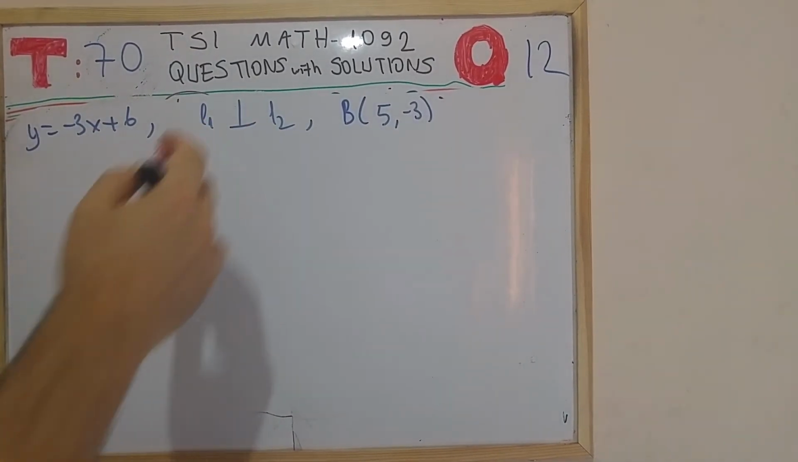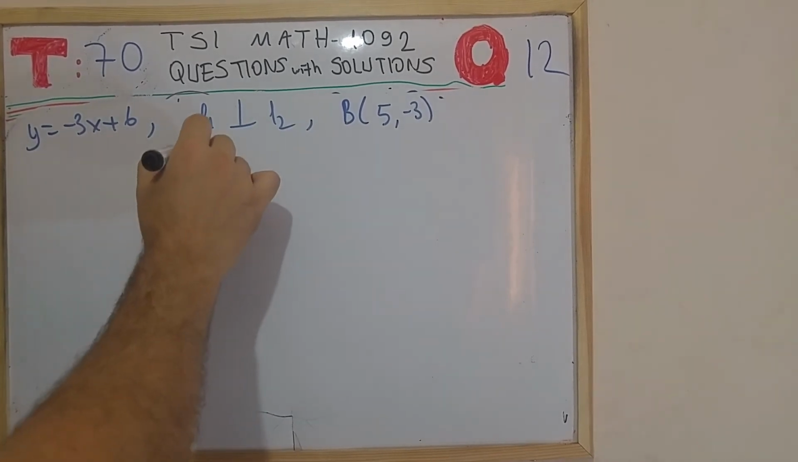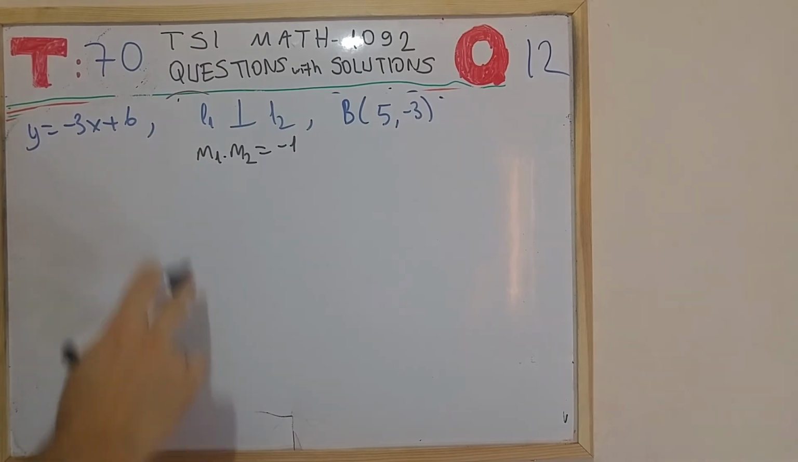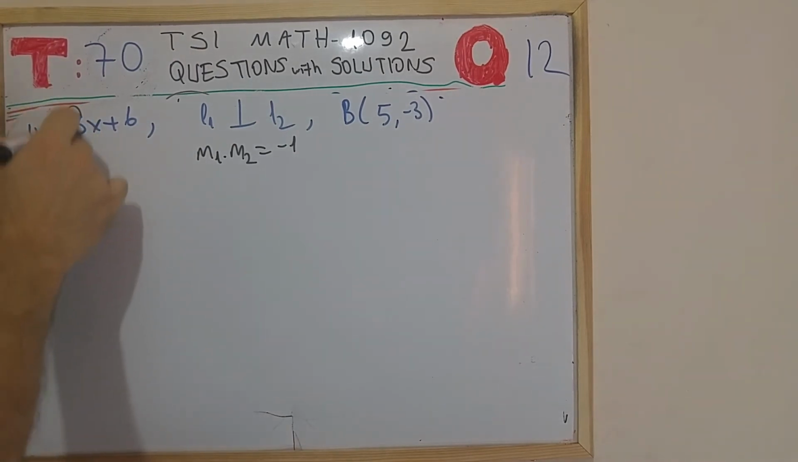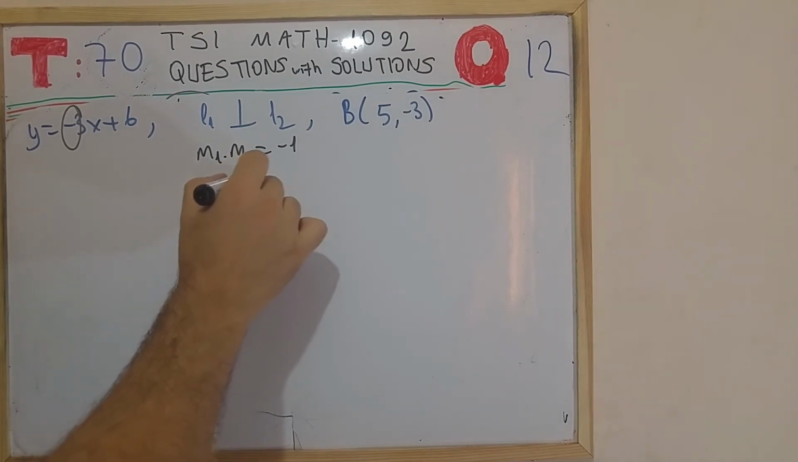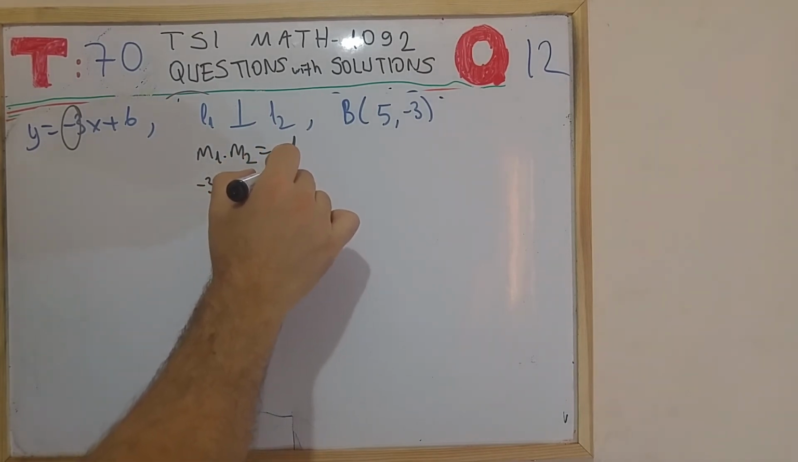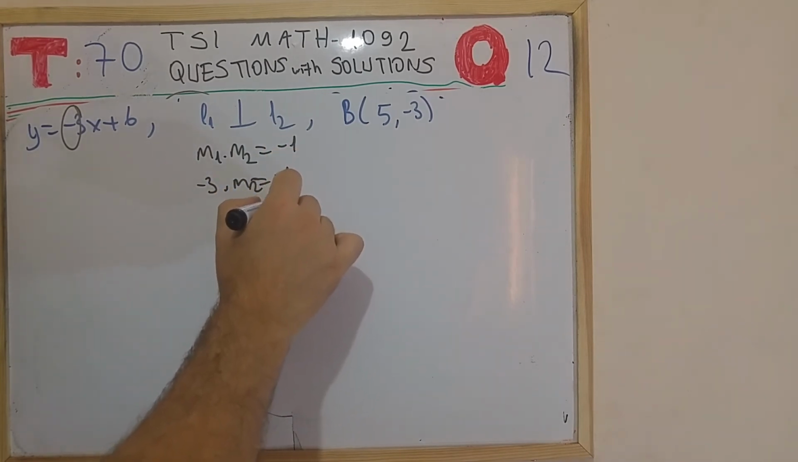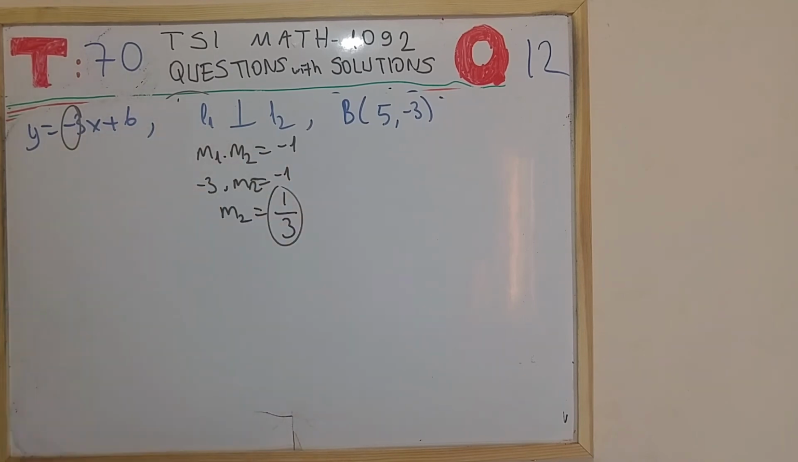If two lines are perpendicular to each other, that means that the multiplication of their slopes is equal to minus 1. We know that the slope of the first line is equal to minus 3, so minus 3 times m2 is equal to minus 1, and the slope of the second line is equal to plus 1 over 3.